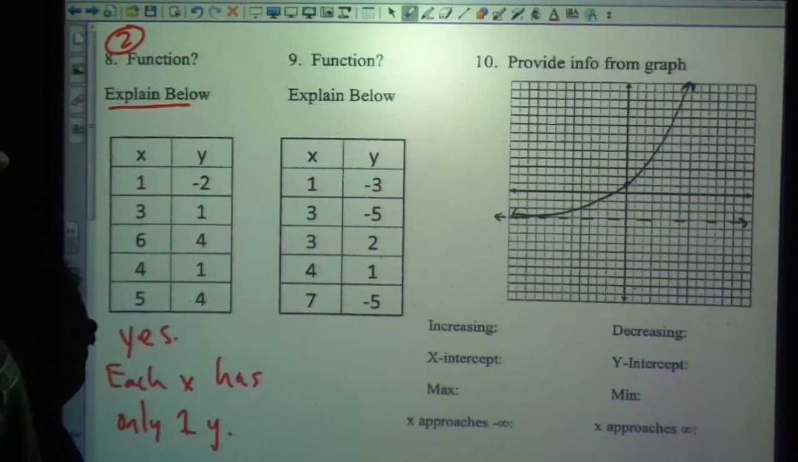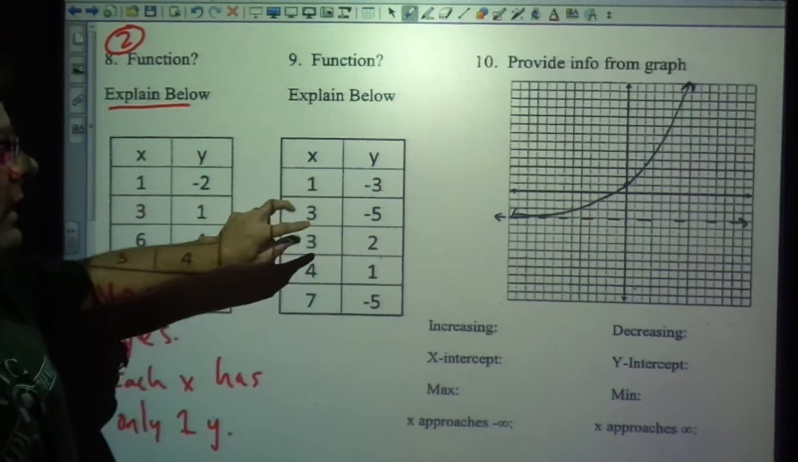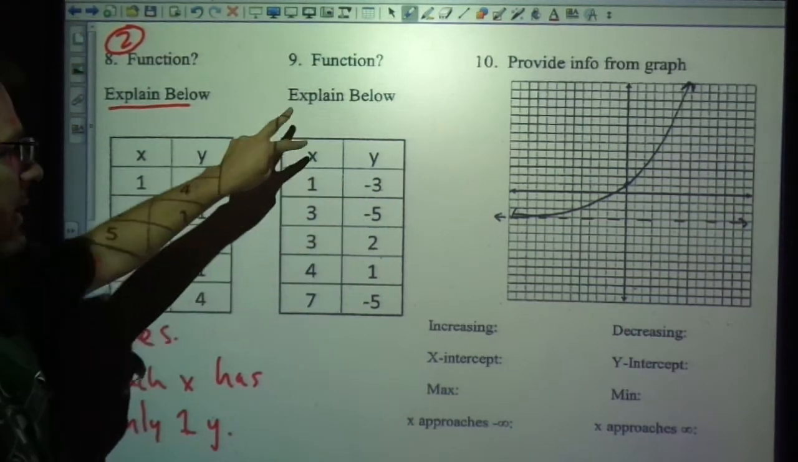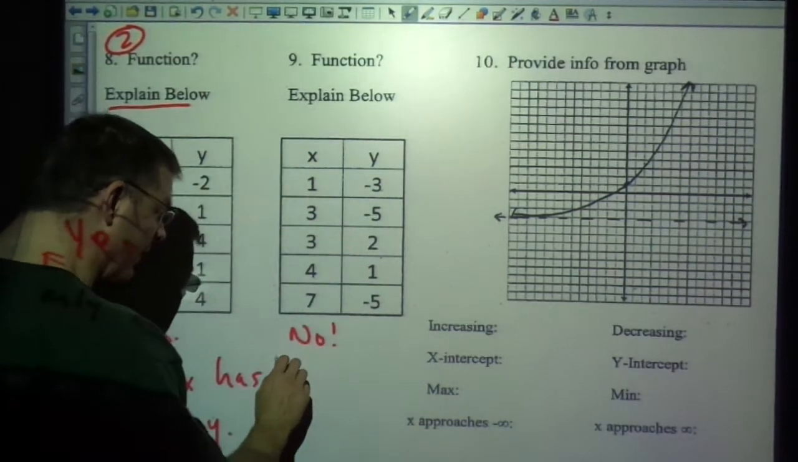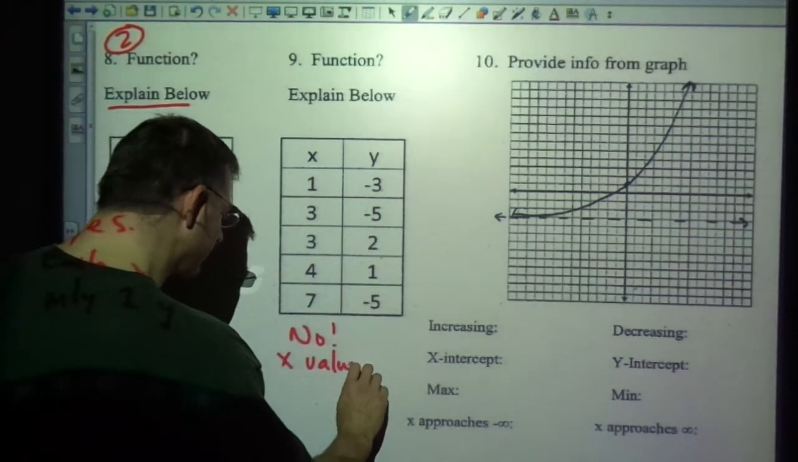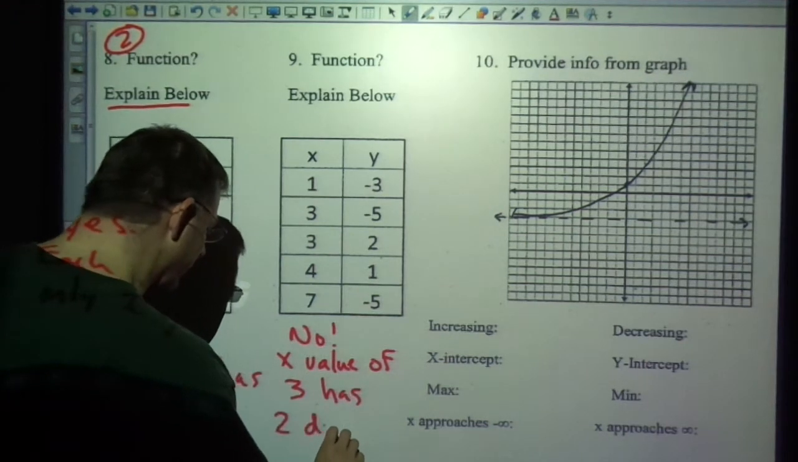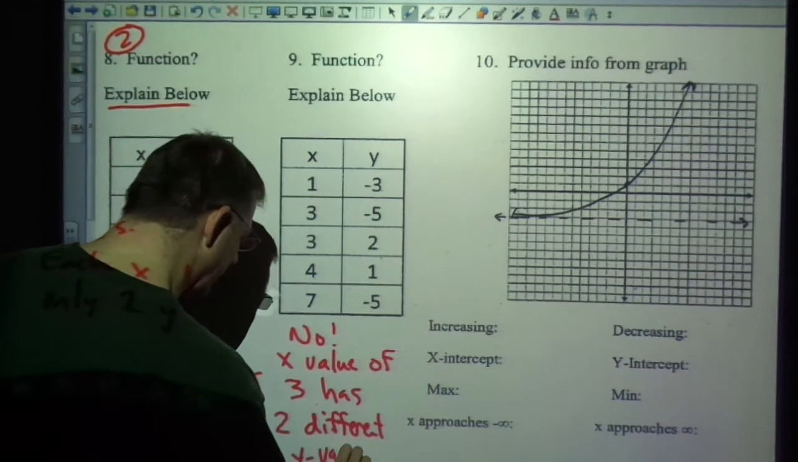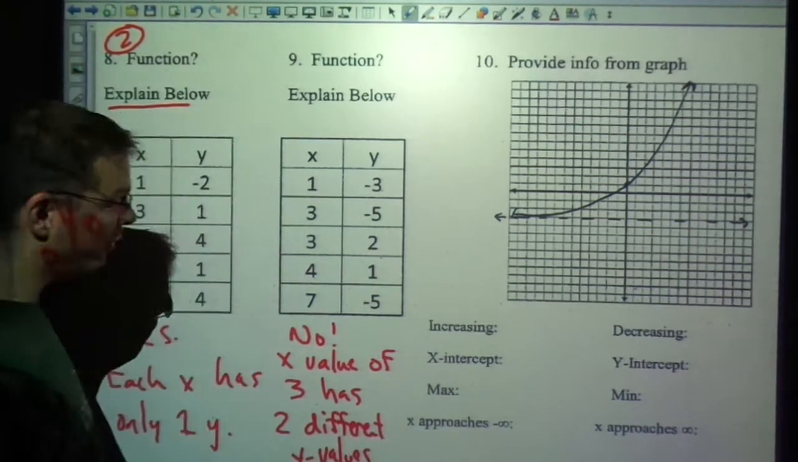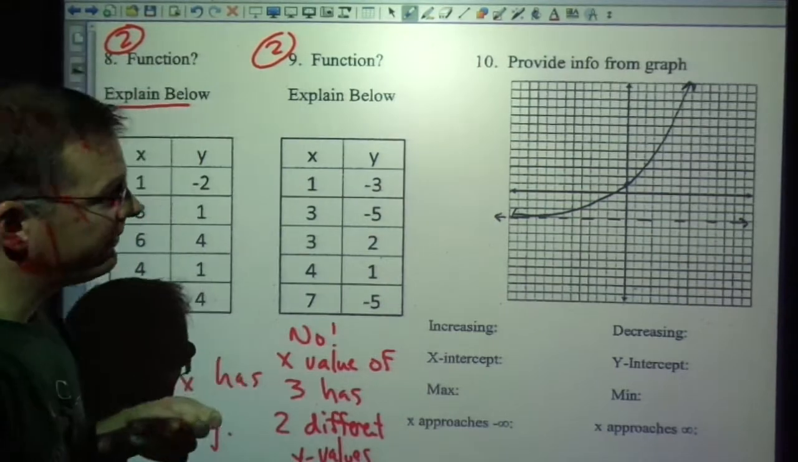Is this one a function? The 1 has a 1, the 3 has -5, and the 3 has 2. So you notice that the x value, the input of 3, has two different outputs. No. The x value of 3 has two different y values. If your explanation was not good, mark off a point, because I will tomorrow. 2 points. Okay, here I give you a graph and I ask you to provide the info.